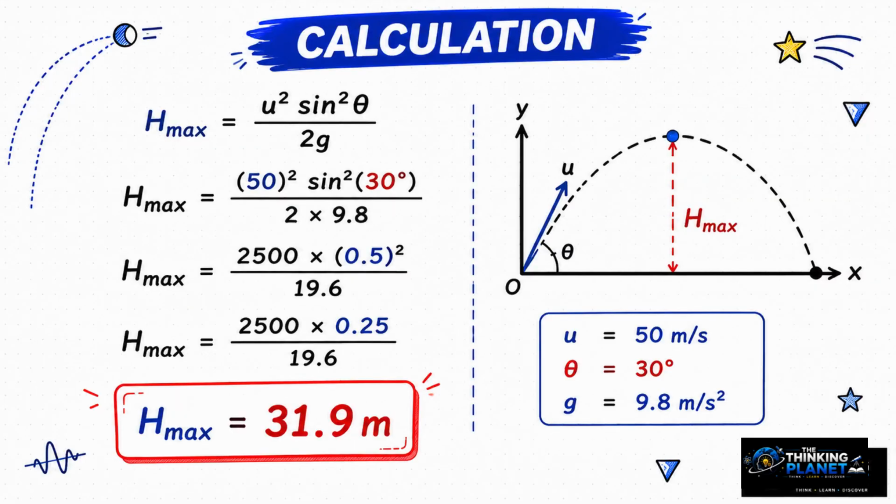So we take our shiny new equation and we drop those numbers right in. 50 squared times the sine of 30 degrees squared, all divided by 2 times 9.8. When we run all those numbers through, we discover that the ball reaches an exact maximum peak of 31.9 meters in the air. Think about that. We just took a real-world chaotic action and perfectly mapped its physical limits.